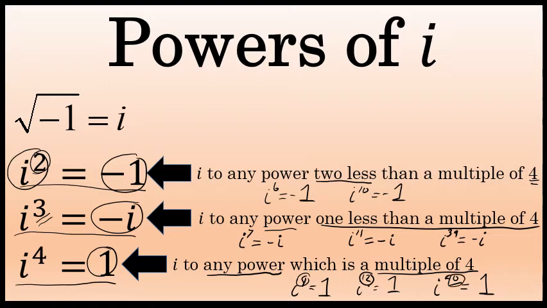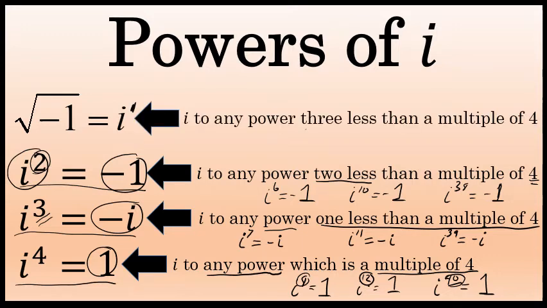i to the 40th was equal to 1 because 40 is a multiple of 4. How about 2 less than that? i to the 38th. That simplifies to, you guessed it, -1. Just like any power on i that is 2 less than a multiple of 4. And finally, i to the first power, or just i, that's 3 less than a multiple of 4. And i to any power, which is 3 less than a multiple of 4, simplifies to i to the first power, or just i.